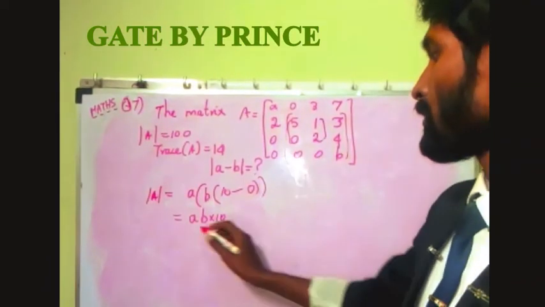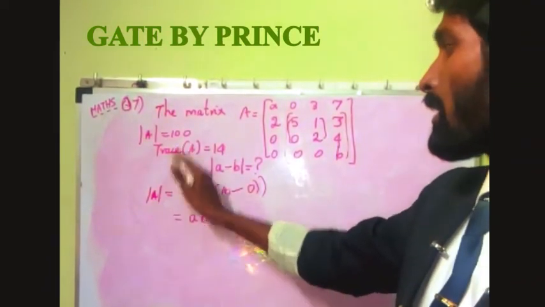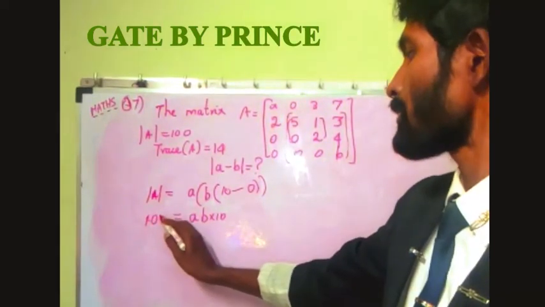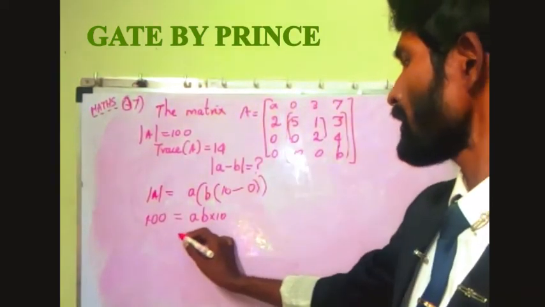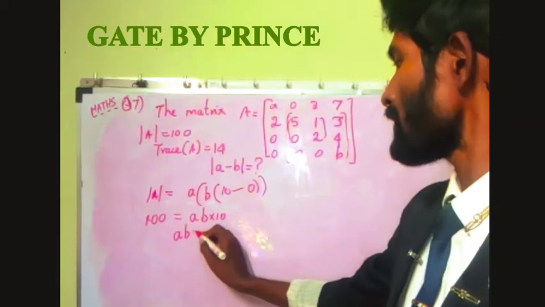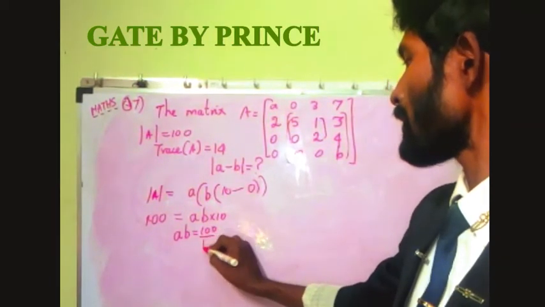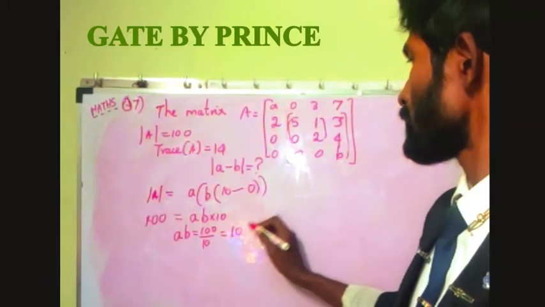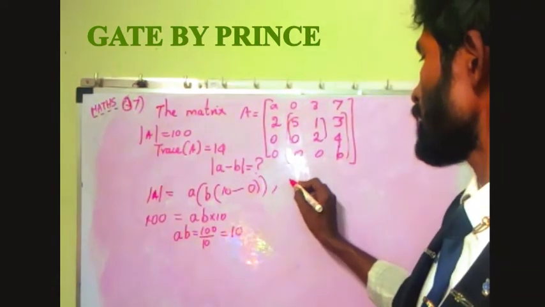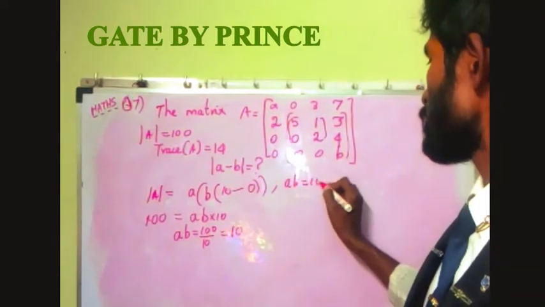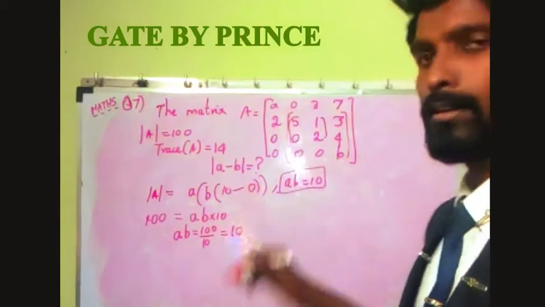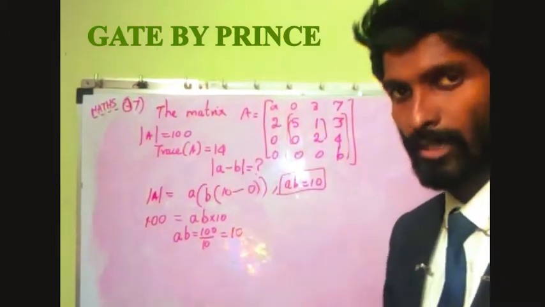So what is the determinant? It was said to be 100, so A into B into 10 is equal to 100. Finally, AB is equal to 100 divided by 10, which is equal to 10. So AB is equal to 10. You make a box of this one. We have to find this in a very quick way in the examination.